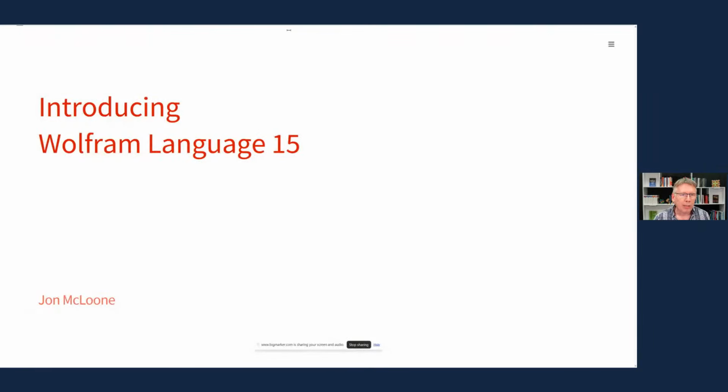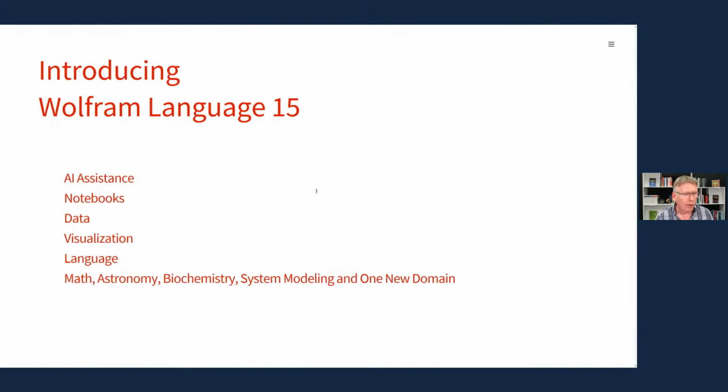As is my usual way of thinking about these things, I'm going to start with the features that are kind of in your face and affect everyone. So we're going to start with things to do with the AI and interface changes, and then we're going to spend quite a lot of time talking about data and a little bit about visualization. There are some language things which matter to people like me, but perhaps are narrower for those of you who use Mathematica principally interactively. And then we're going to go through some specialist vertical domains: math, astronomy, biochemistry, and I'm going to introduce one new domain that is new to the Wolfram Language entirely. So let's start with AI.